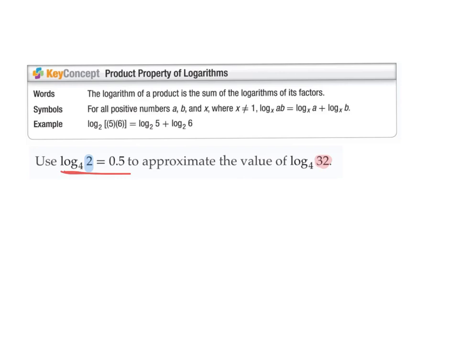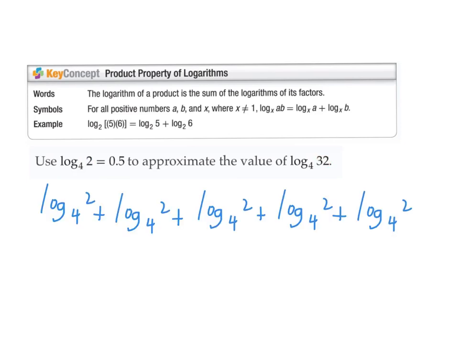And in fact, in this case, the only thing we have is log base 4 of 2. So how can I multiply 2 by itself a bunch of times to get 32? How many 2's would I need? I need to have 5 2's. So 2 times 2 times 2 times 2 times 2 would give me 32. So I can use this and basically just separate it out like this. The reason that we can do this is because 32 is just 2 times 2 times 2 times 2 times 2.